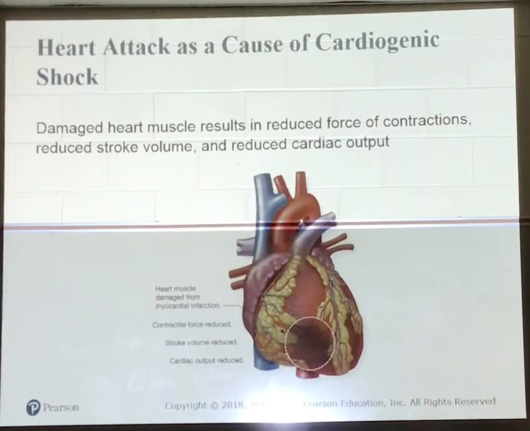Where does it come from? Typically, when more than 40% of the left ventricle has been lost cumulatively because of damage from a heart attack, congestive heart failure, infection, or abnormal heart rhythms, the patient is prone to cardiogenic shock. All right? So anything going on with the heart that affects its pumping ability.